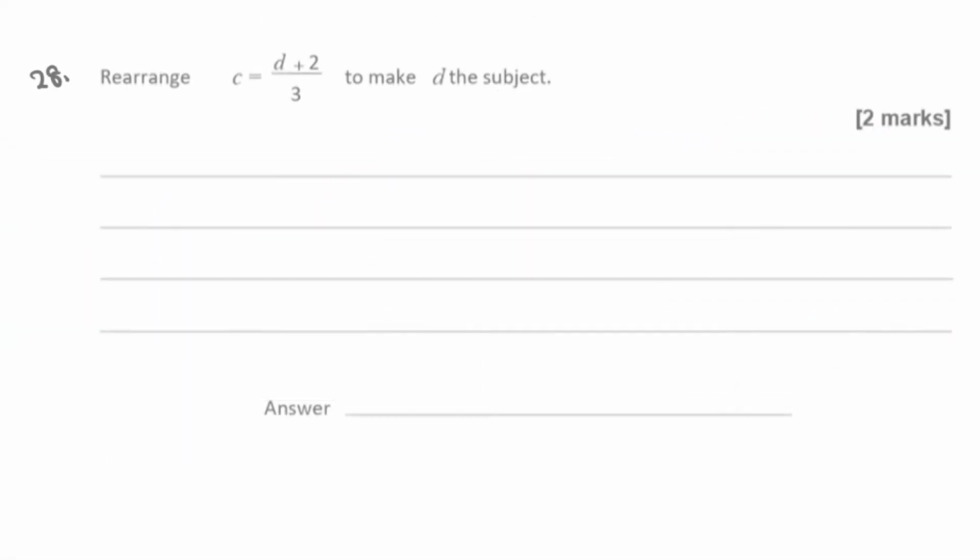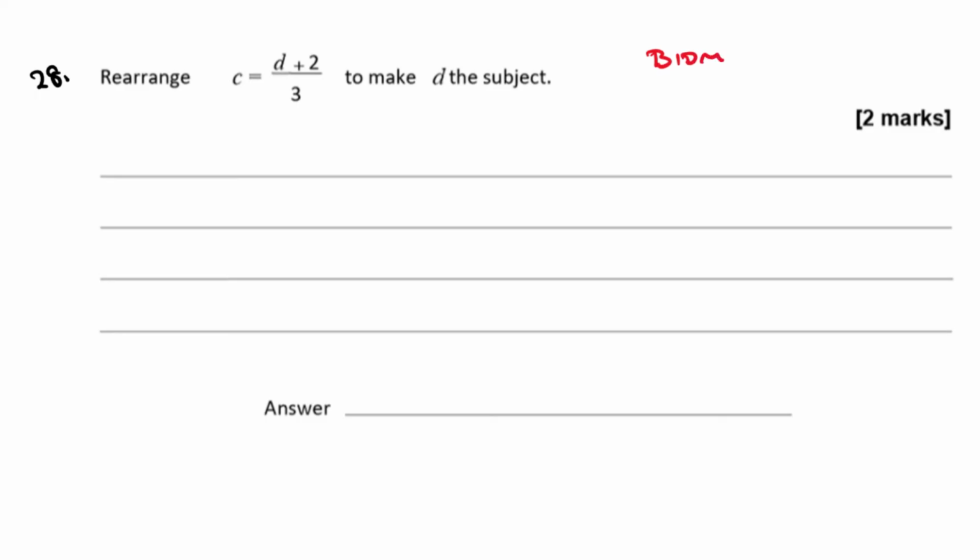Right, let's move on. Question 28, rearrange c equals d plus 2 over 3 to make d the subject. Now, we talked about rearranging equations earlier and the fact that you have to do inverse operations. And it ends up meaning you have to work your way backwards through these steps in the opposite order that you would normally do BIDMAS. So you would deal with addition and subtraction first, then division, multiplication, indices, and then brackets.